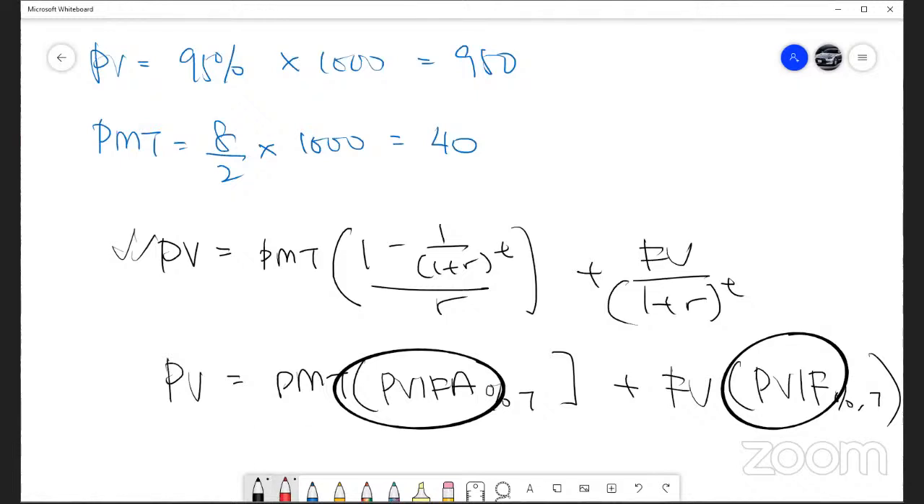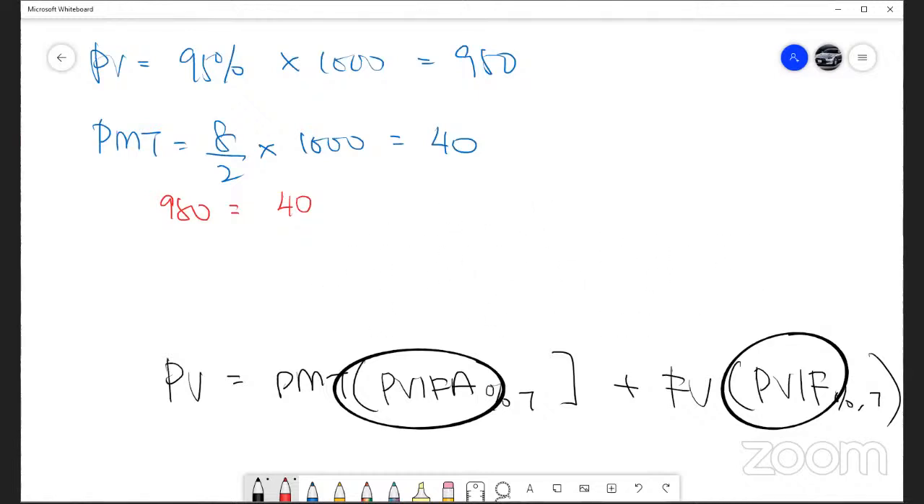Okay. Present value is 950. Payment is 40, because it's divided by 2. Not to forget your time. So here will be 1 plus 1 over 1 plus R. Your R is how many percent here? The R is the one that you don't find. This is the cost of debt.